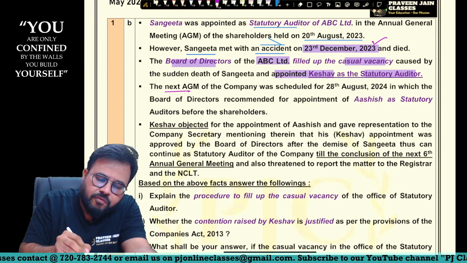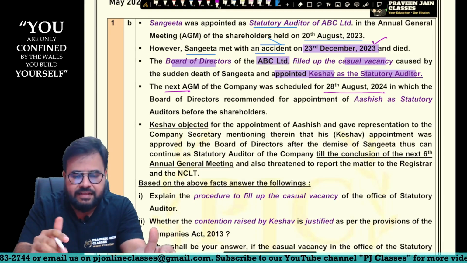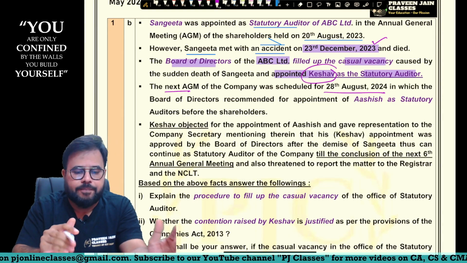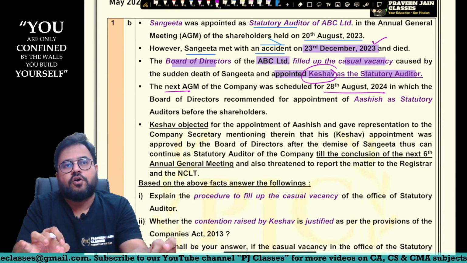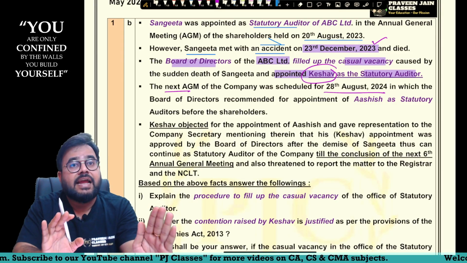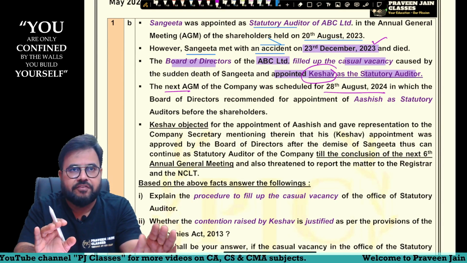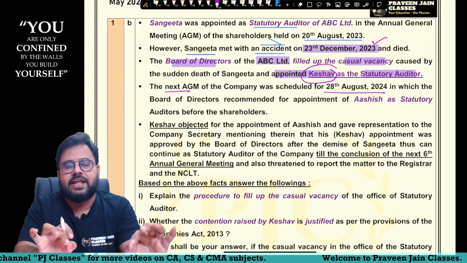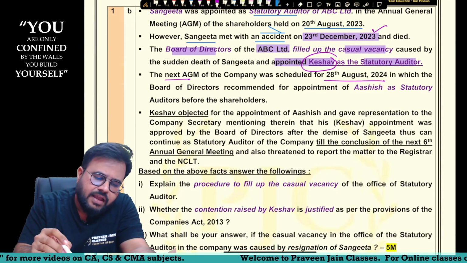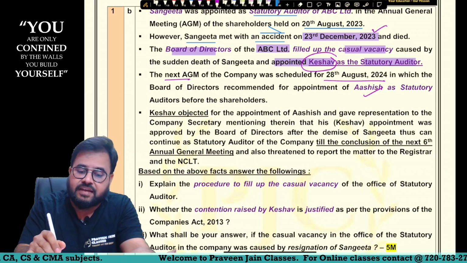The next AGM of the company was scheduled for 28th August 2024. In that AGM, can I say, Mr. Keshav, your tenure will come to an end? Remember, whenever any auditor is appointed for a casual vacancy, sir, he does not have a tenure of 5 years. He has a very limited tenure, that is up to the conclusion of the next meeting, in which the board of directors recommended the appointment of Mr. Ashish as a statutory auditor.